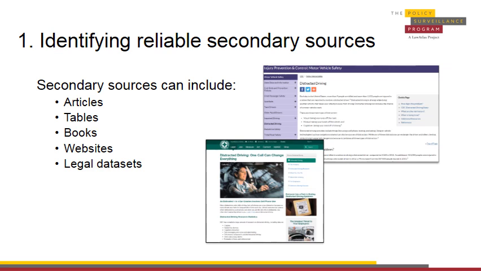At the beginning of the process, these sources will help you to understand the legal landscape, what topics have been written about, what legal datasets exist, what aspects of this topic legislators, researchers, and media are focused on, and gaps in research. Later in the process, these sources can also provide a secondary check of the legal scope and findings.